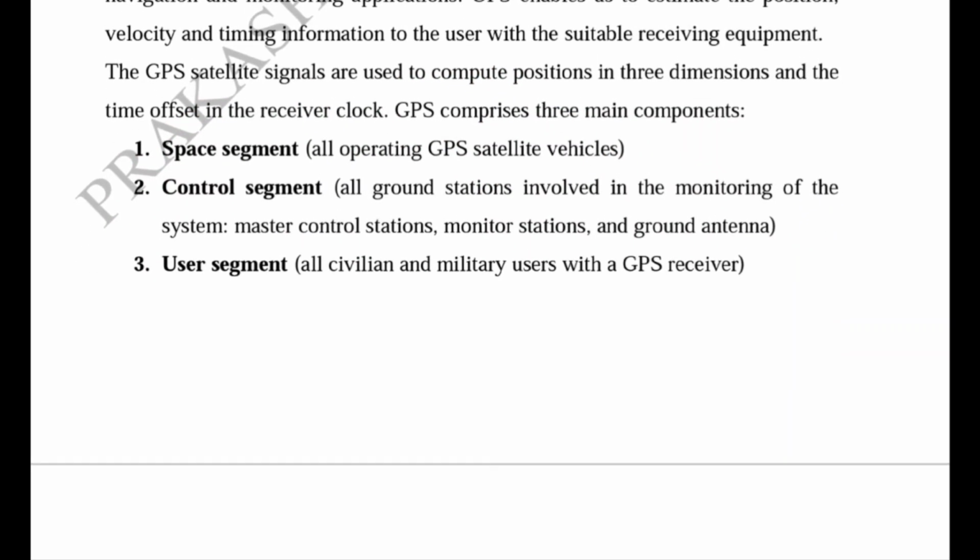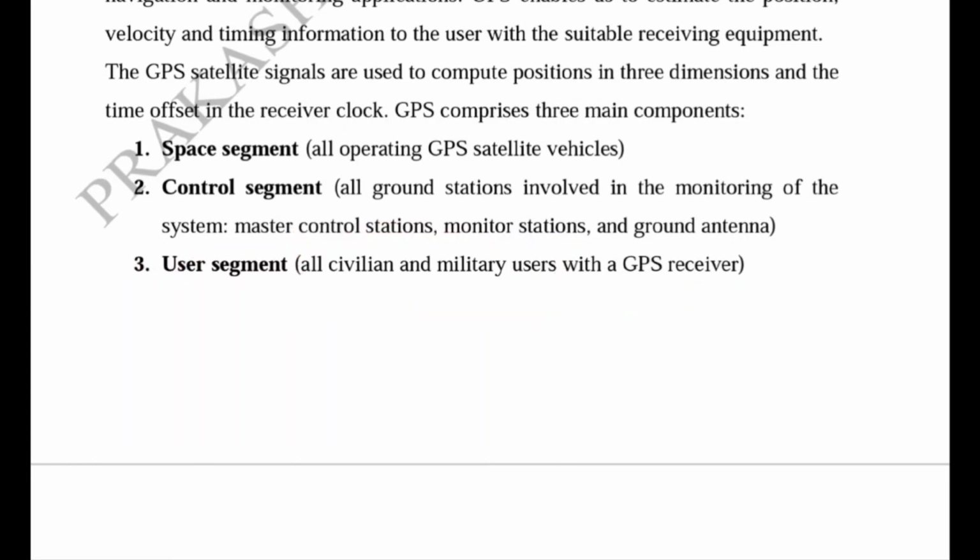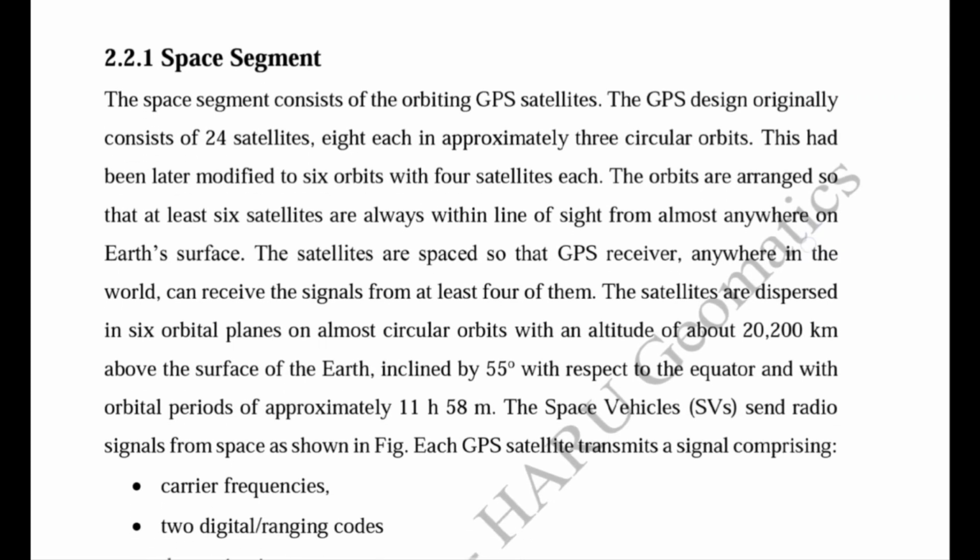Third one is the user segment, means the user GPS receiver. As we have a mobile phone and it has a GPS receiver, the receivers which calculate the unknown position are considered under the user segment. All civilian and military users who use a GPS receiver are the user segment. So first one is the space segment.